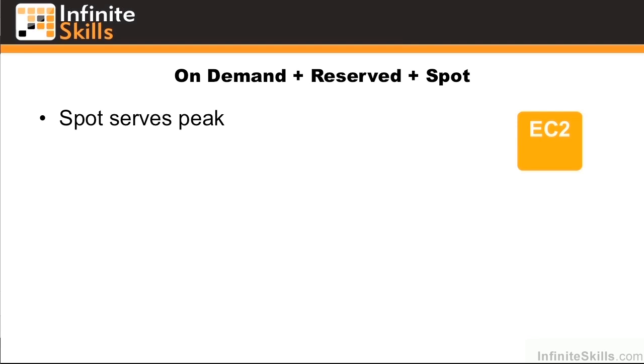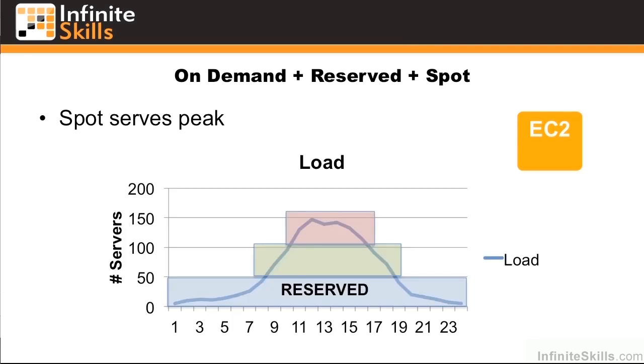Similar to the previous graph we reviewed showing on-demand and reserved, each showing a part of your overall web traffic, you could also use Spot as so, with reserved at the bottom, on-demand in the middle, and Spot at the very top, serving the peak only.